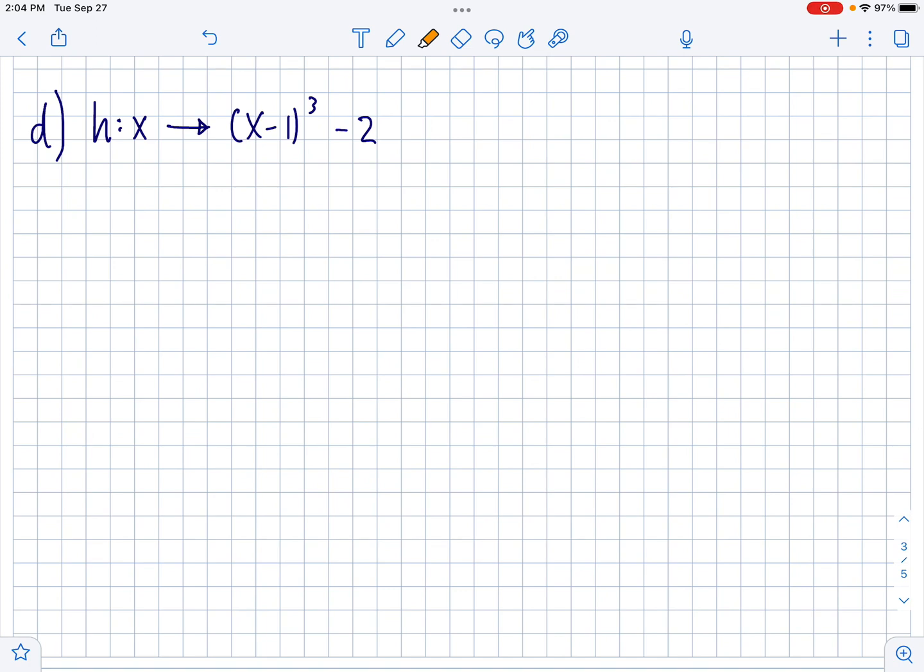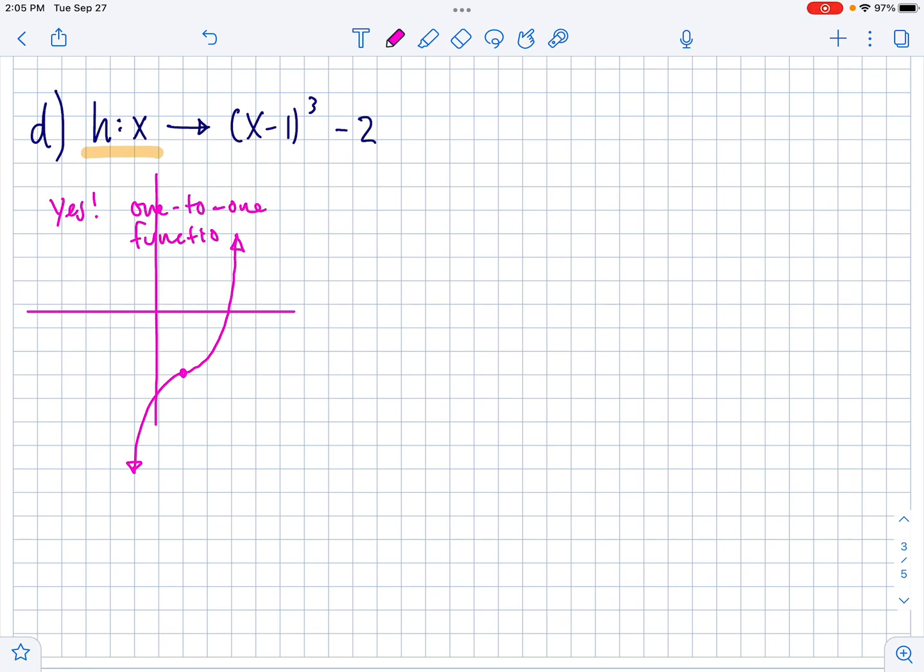Another one, h of x goes to x minus 1 cubed minus 2. Let's not forget that this funky notation just basically means h of x. Now, if you graph this, I think it looks something like a chair function that goes 1 to the right and 2 down. So I think it looks something like this. This is a one-to-one function because it passes a vertical and a horizontal line test, which means we can find the inverse.